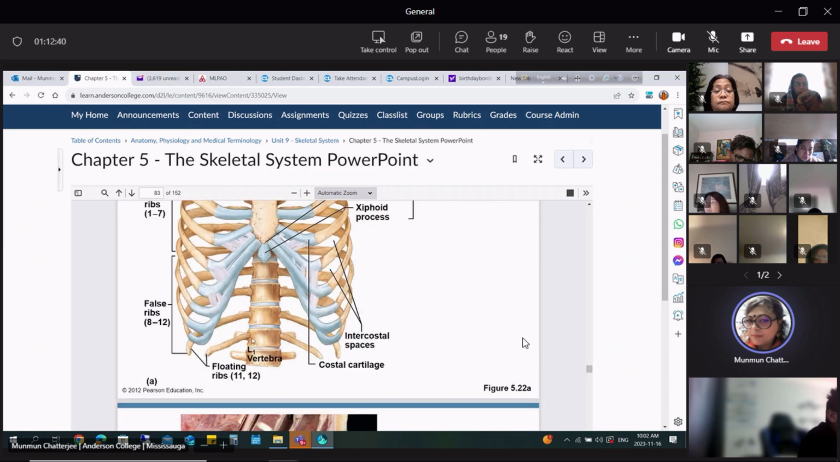And we have 2 ribs hanging here. They are called the floating ribs. They are connected only to the vertebrae, hanging, supporting in the back.